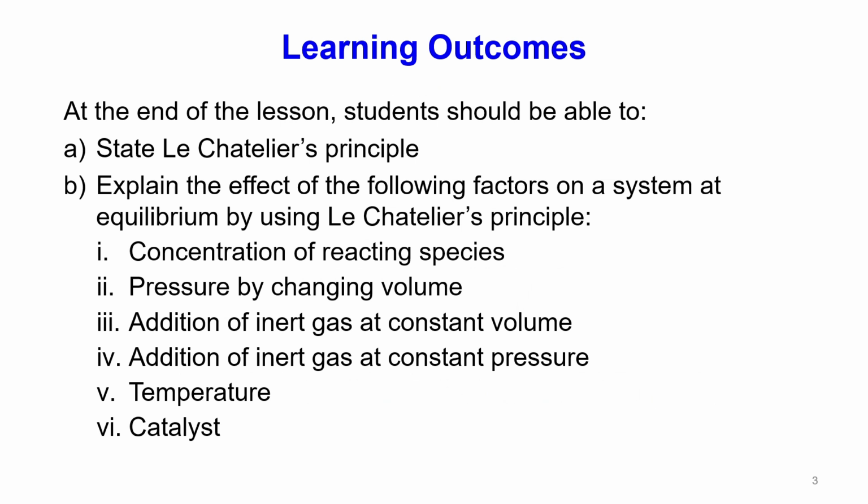So the learning outcomes for this topic: at the end of this lesson you should be able to, first, state Le Chatelier's principle. Second, explain the effect of the following factors on a system at equilibrium by using Le Chatelier's principle: concentration of reactant species, pressure by changing volume, addition of inert gas at constant volume, addition of inert gas at constant pressure, temperature, and catalyst.